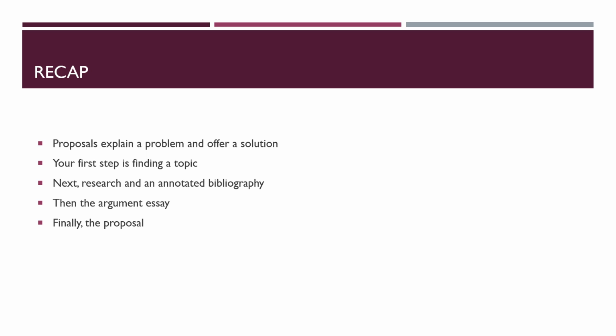Okay, let's do a quick recap. So, a proposal essay is something that explains a problem and then presents a solution. Your first step is to find a topic. Once you settle on a topic, we'll do more in-depth research and you will work on an annotated bibliography. Then we move on to the argument portion where we present the problem, then the proposal where we present the solution. Now, I realize this was a very brief and quick overview. It doesn't go into a lot of detail. We will do that as we go.